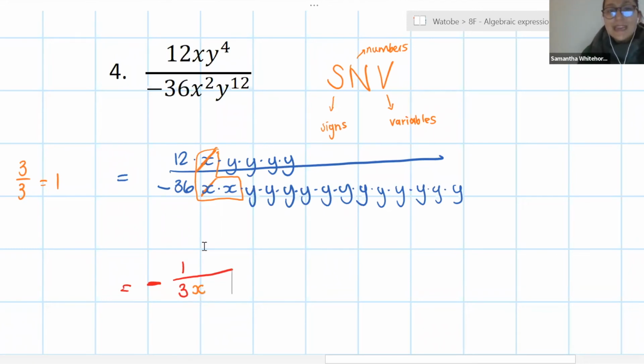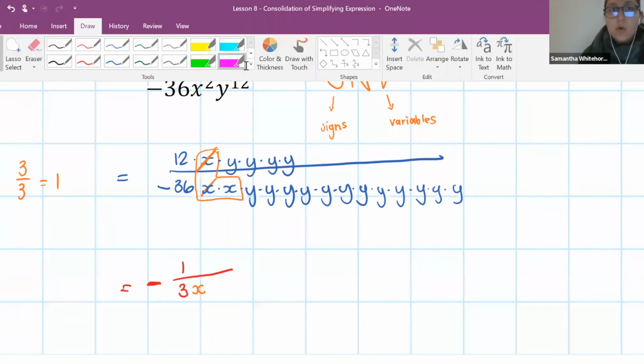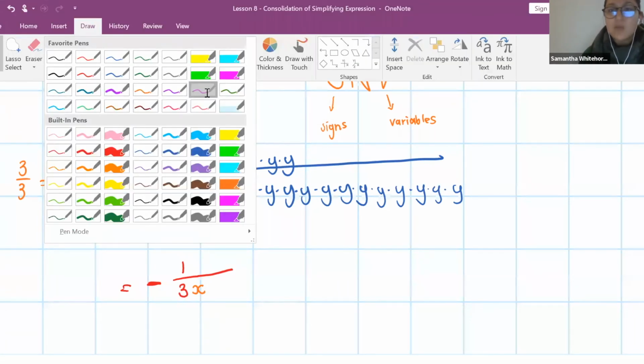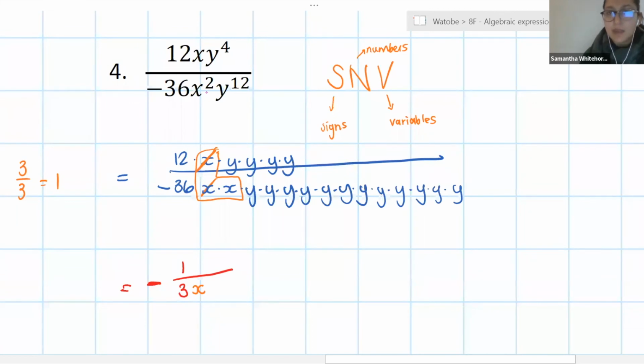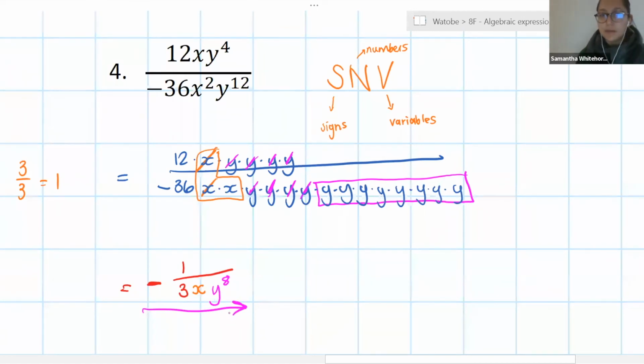Okay. Then I move on to the y's. Now I've got 4 y's in my numerator and 12 y's in the denominator. So same thing. If I've got 4 at the top and 12 at the bottom, I can start canceling. So I can cancel 4 y's, both in my numerator and in my denominator. And once I've canceled those, I see what's left uncanceled. So I can see that I've got 8 y's that I haven't been able to cancel out in my denominator. And so to represent that, I get my y to the power 8. And so that is my final answer.